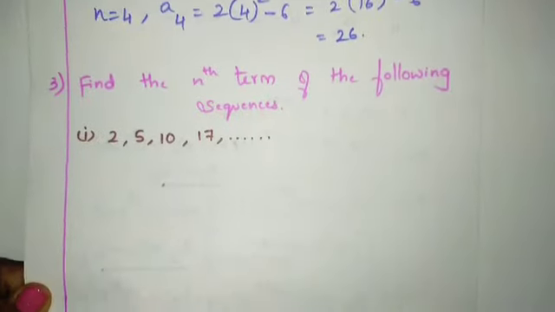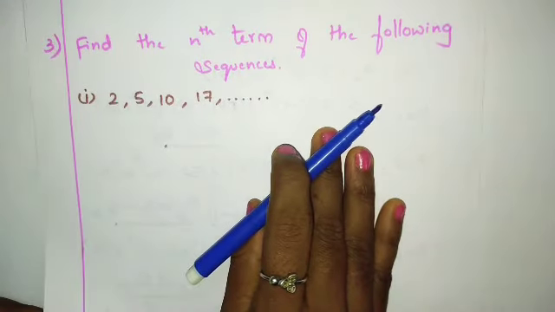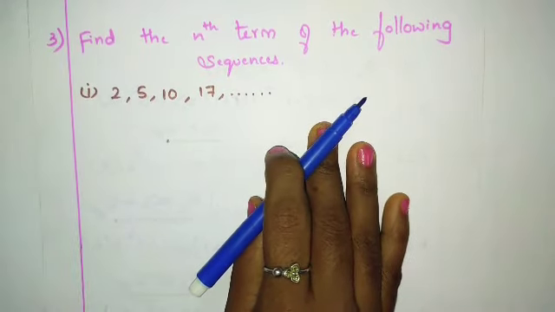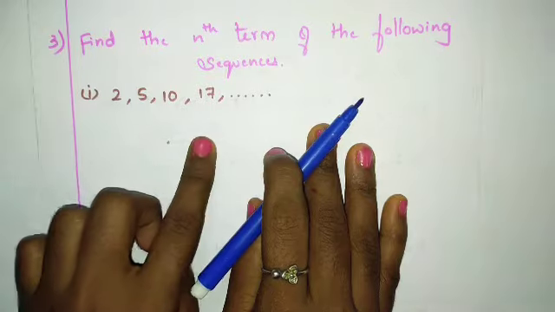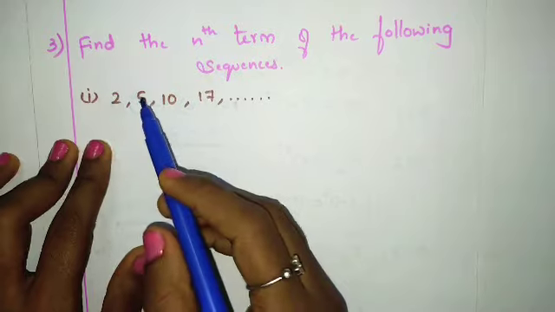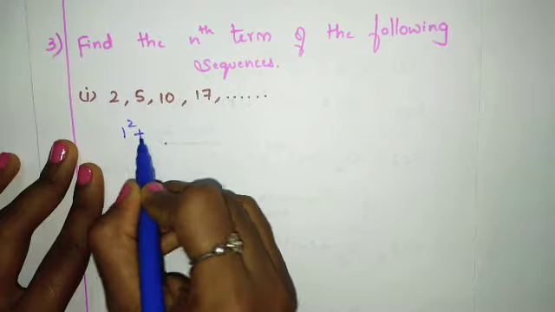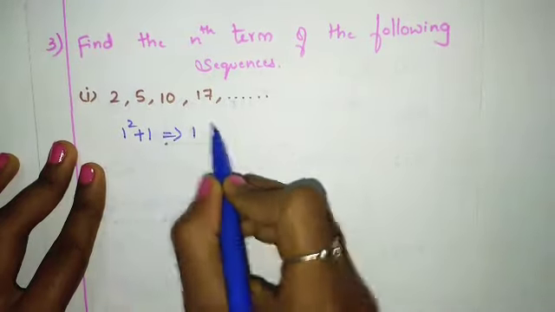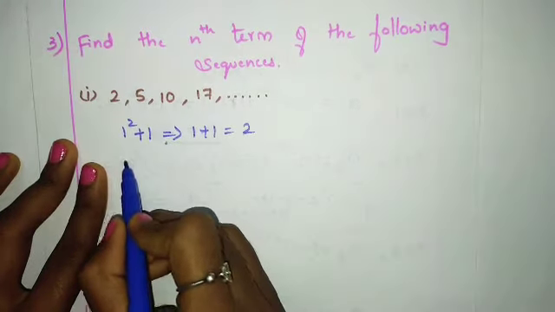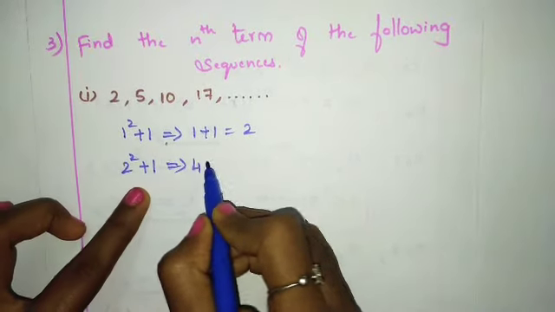Third sum is: find the nth term of the following sequences. So you have to find the nth term of these sequences. Now same, you have to see what is the relation in these sequences. See, the first term is what? 1 square plus 1. 1 square is 1. 1 plus 1 is what? 2. Got it? Now the second term, you see, 2 square plus 1. What is 2 square? 4. 4 plus 1? 5.